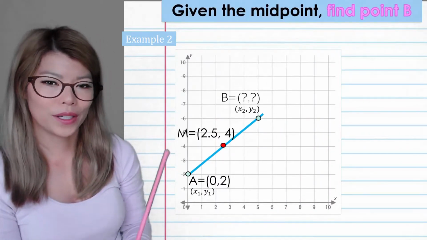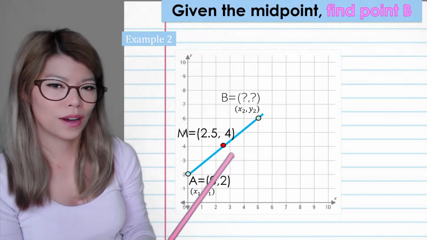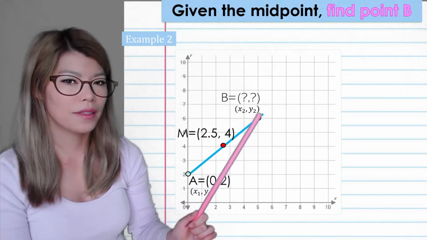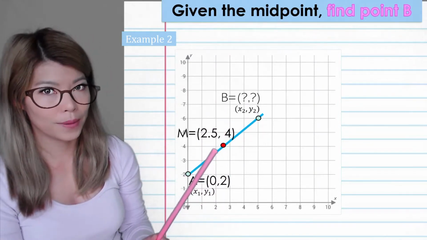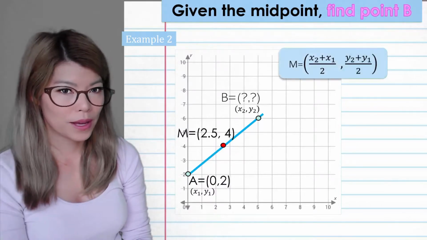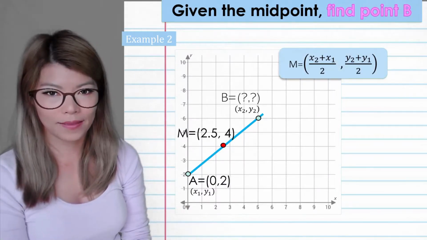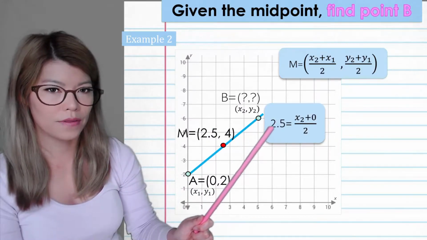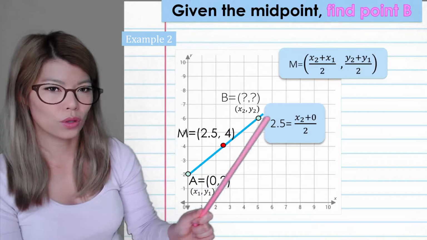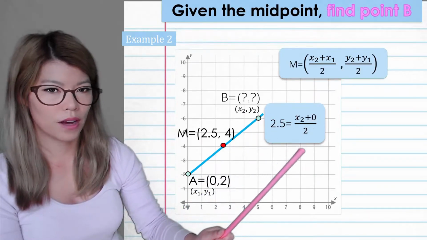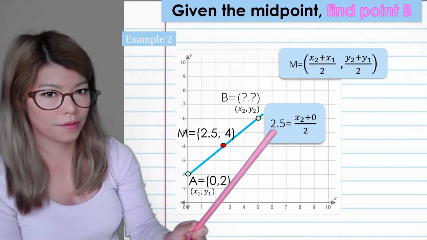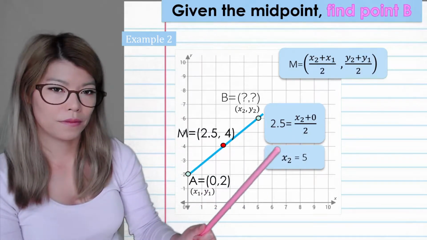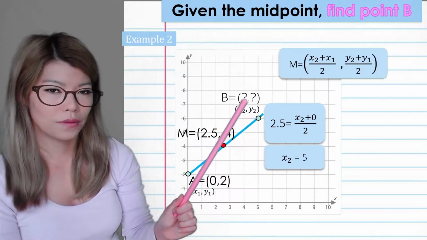What about a question where it's not asking you to find the midpoint, it's given you the midpoint and it's asking you to find the other point that makes that the midpoint? So we would use the same formula, and now we think what it's missing. For the x value, we have the midpoint, so the 2.5, but we're missing x2. So x2 plus 0 divided by 2 would give me the 2.5. So now all we have to do is rearrange. Times it by 2, we get 5, and so x2 is 5.